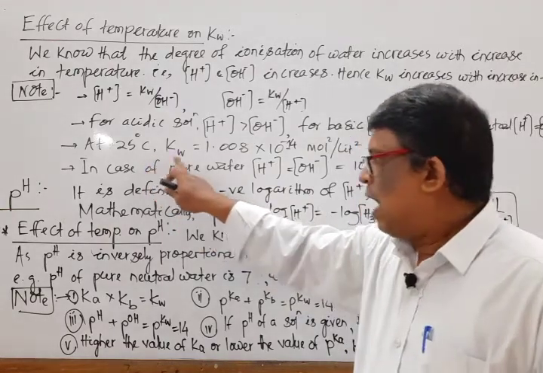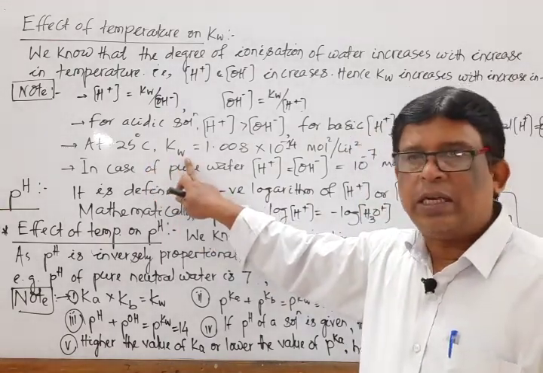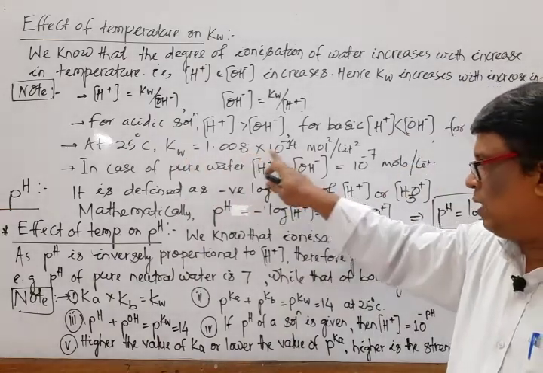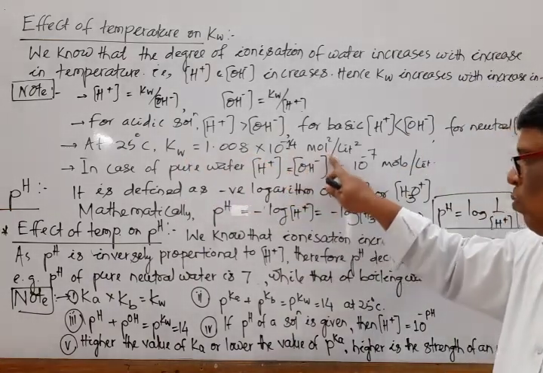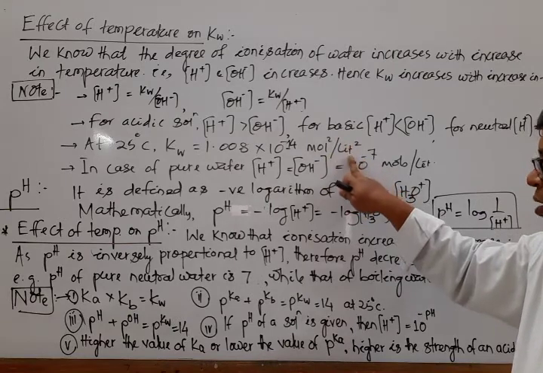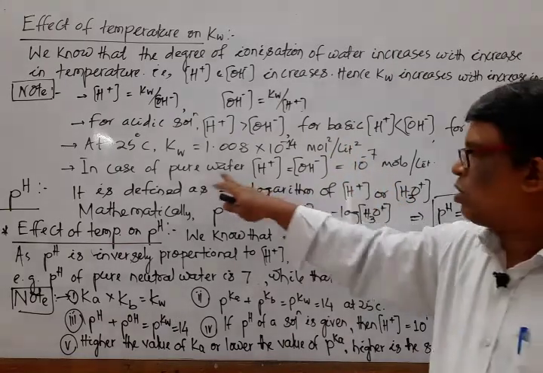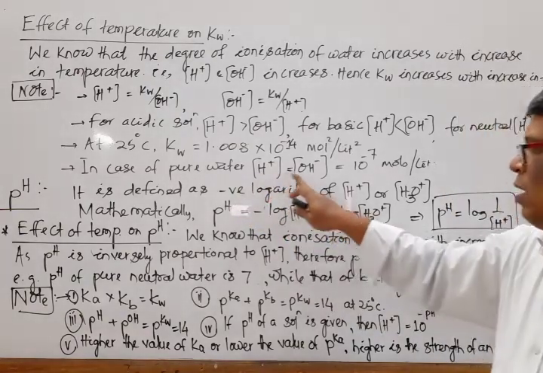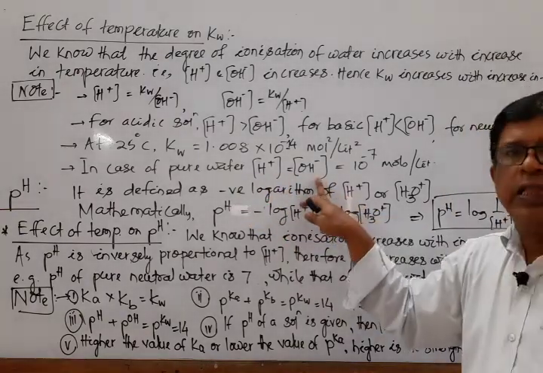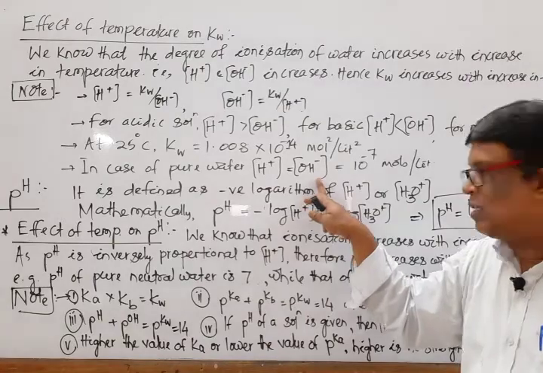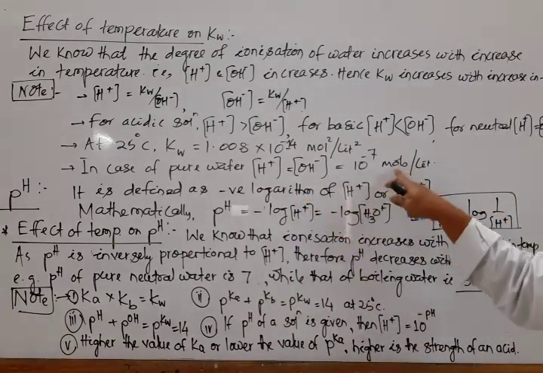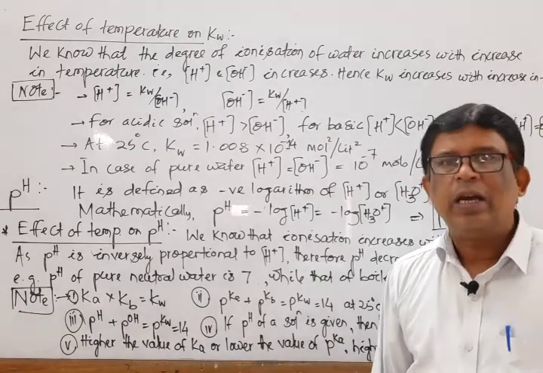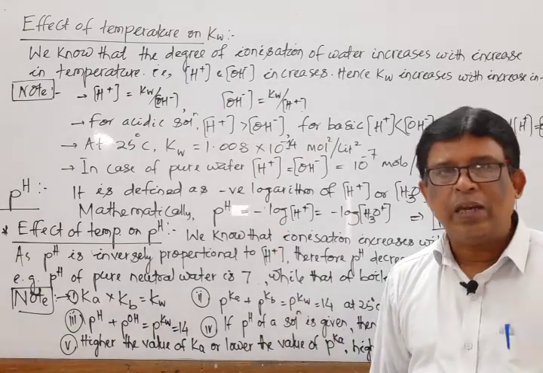And next, at room temperature, that is 25 degrees centigrade, the value of Kw is equal to 1.008 into 10 to the power minus 14 moles squared per liter squared. So in case of pure water, next point, H plus ion concentration is equal to that of OH minus ion concentration, equal to 10 to the power minus 7 moles per liter. These are some important points relating to the ionic product of water.